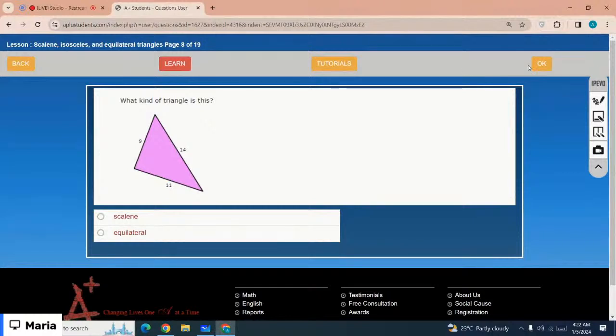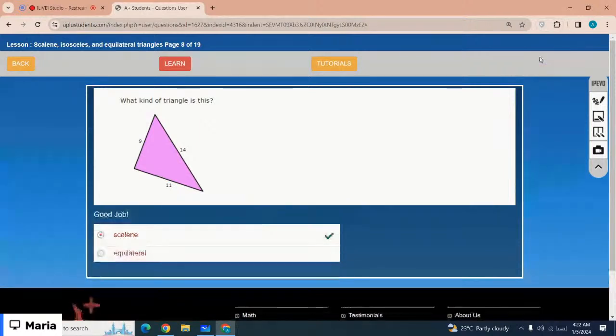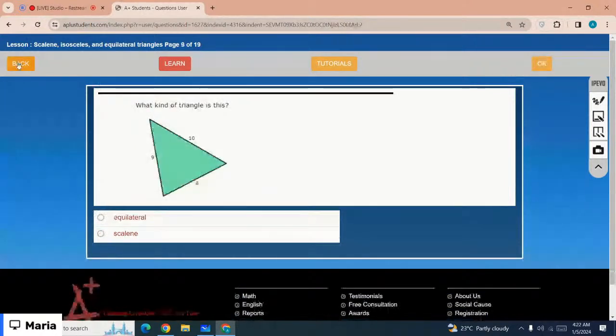Yes, that is the scalene triangle. Option number one is the correct option. Okay, you can complete the lesson by yourself later today. Let me just move on to the next lesson.